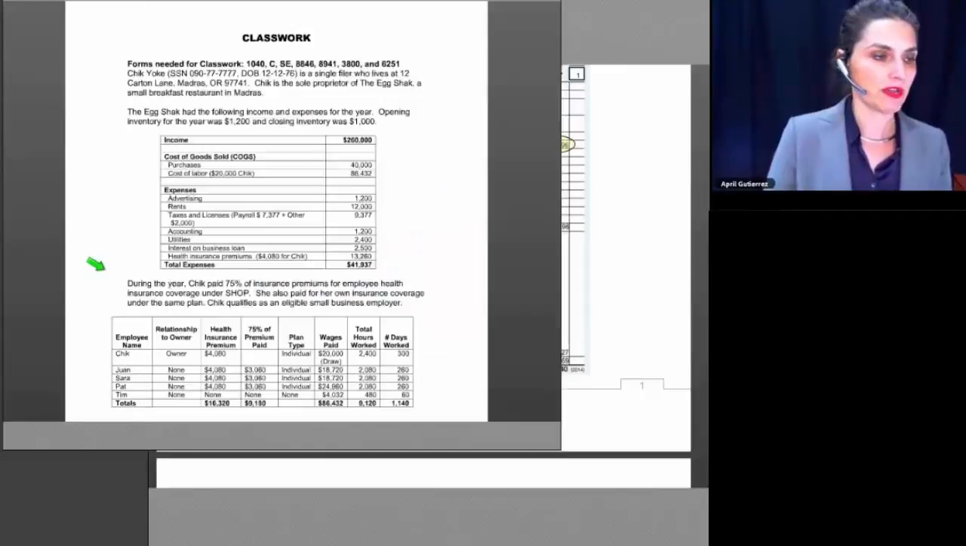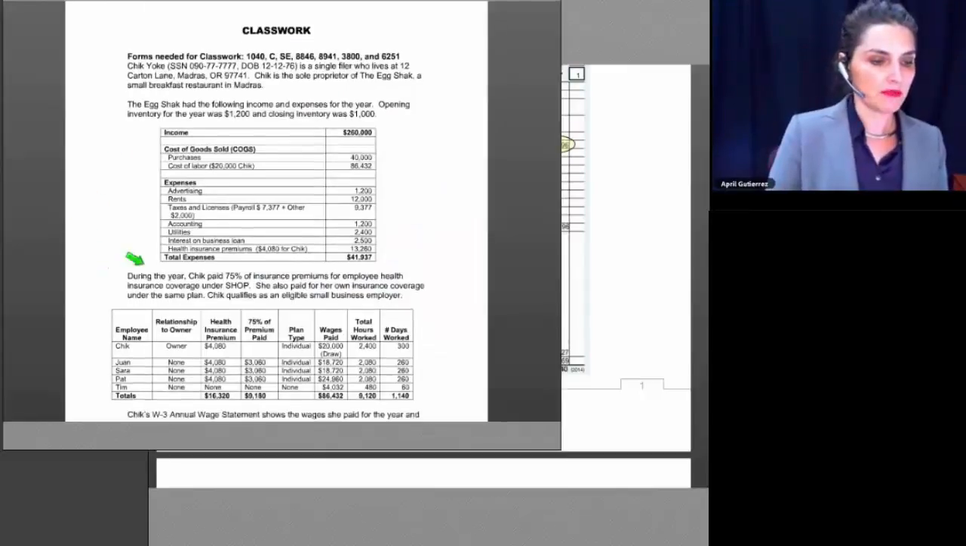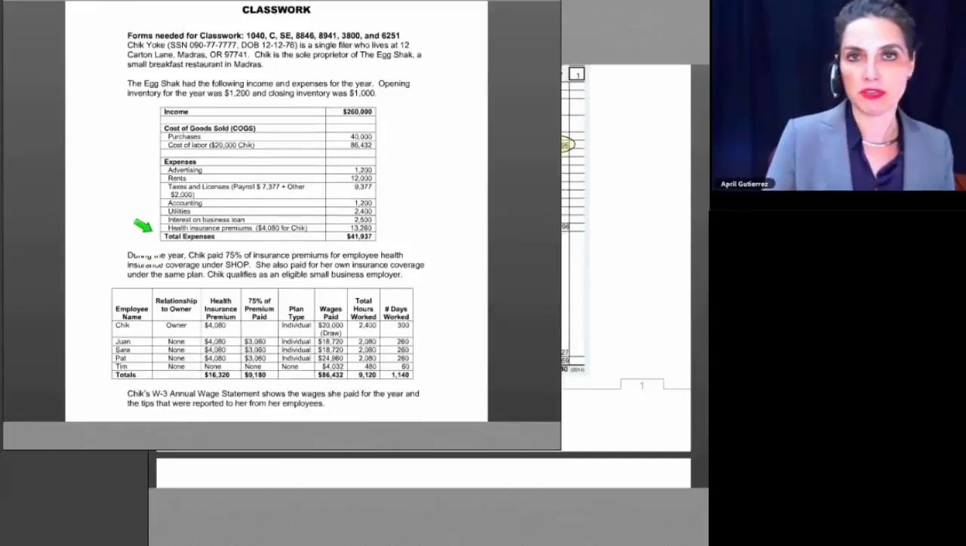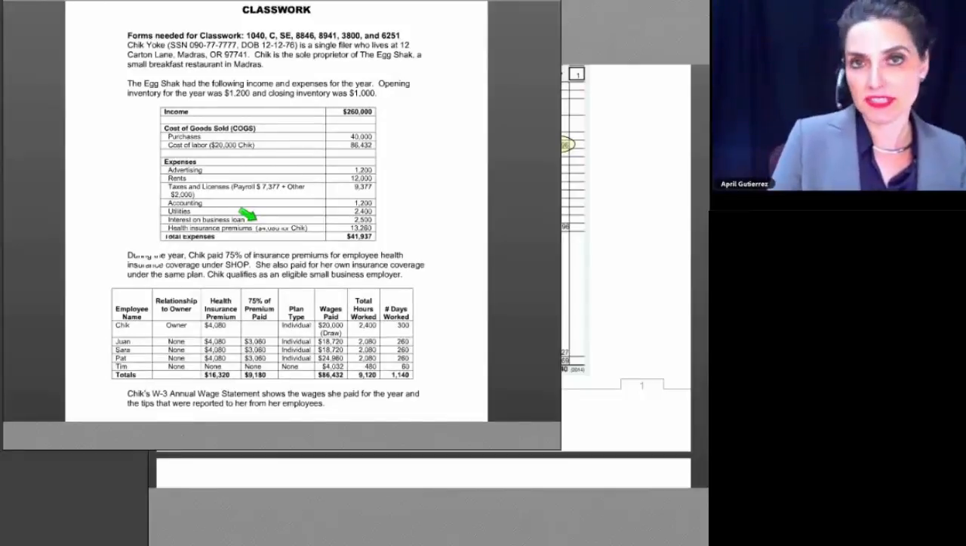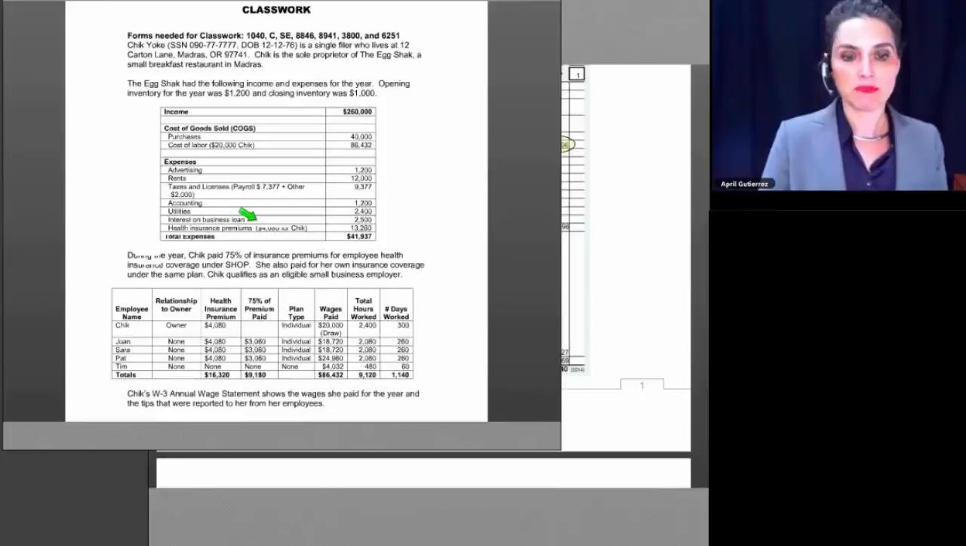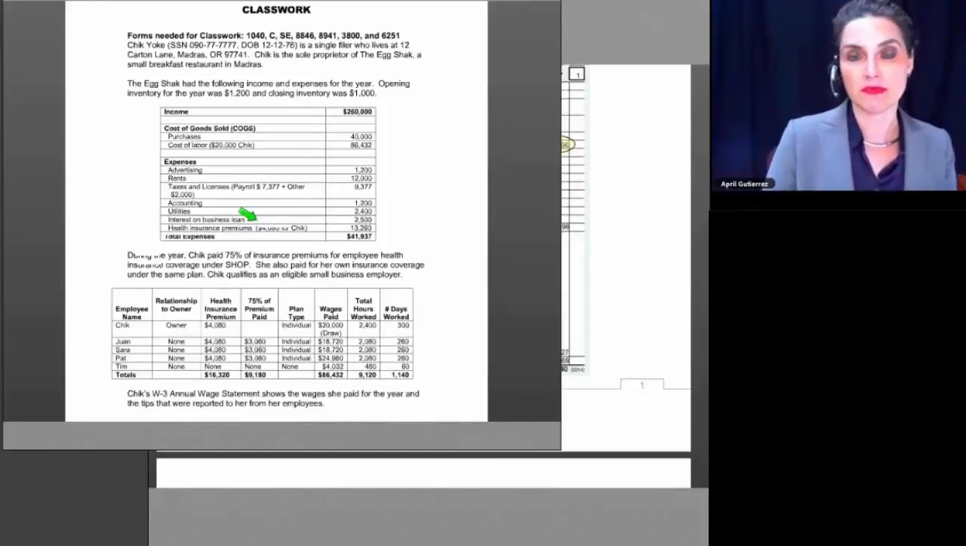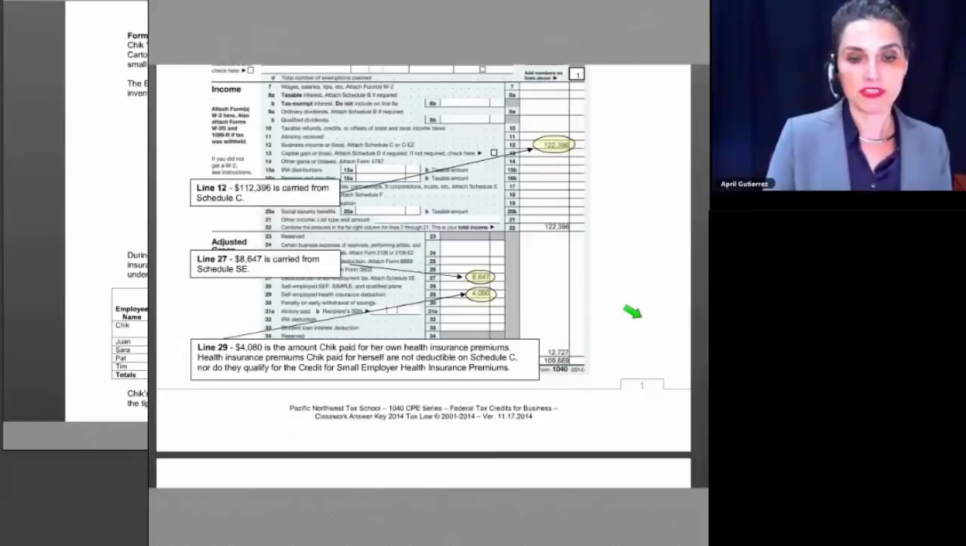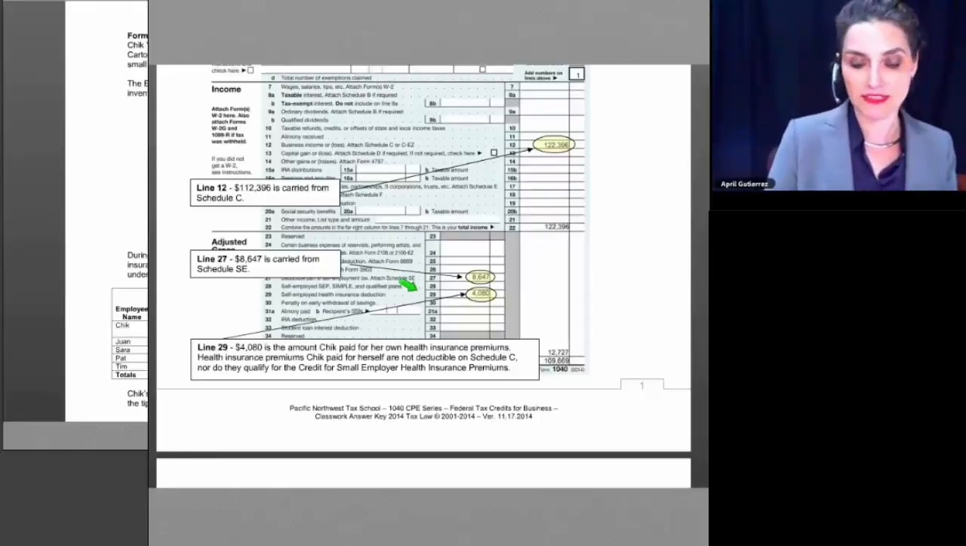So if you remember, we go back over here to the problem itself, and I'm showing you that she paid health insurance premiums during the year totaling $13,260, and that $4,080 of premium was for herself. Any amount of health insurance premium she paid for herself is not going to be deductible as a business expense, nor is it going to be eligible for the credit on health insurance premiums paid for her workers. Ultimately, the only benefit she is allowed is to claim the self-employed health insurance deduction, and so we have given her that and entered it on line 29 as an adjustment.